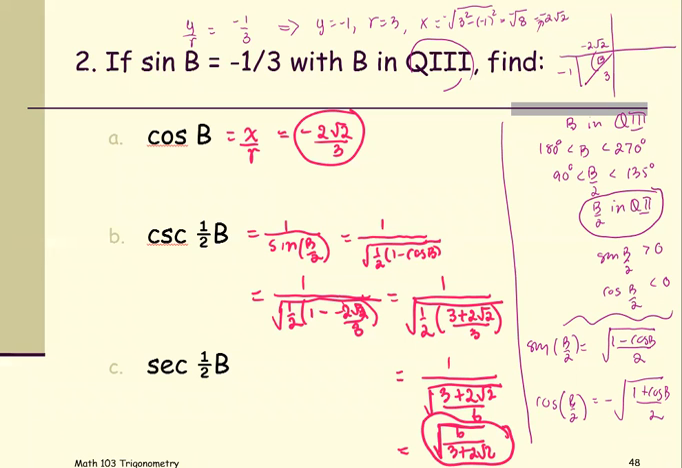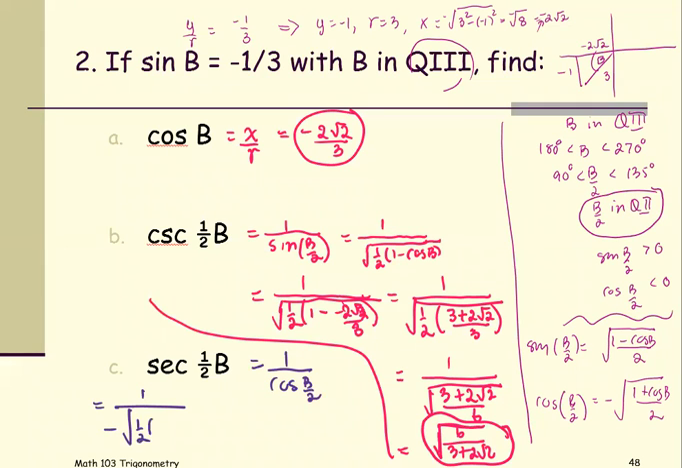And for the secant of B over 2, the secant is 1 over cosine of B over 2. The cosine of B over 2 is negative, the square root of 1/2 multiplied by 1 plus cosine B, which is negative of 1 over square root of 1/2 times the quantity 1 plus the cosine B, which is negative 2 square root 2 over 3.